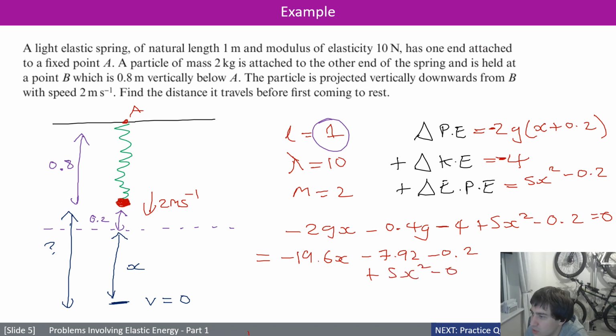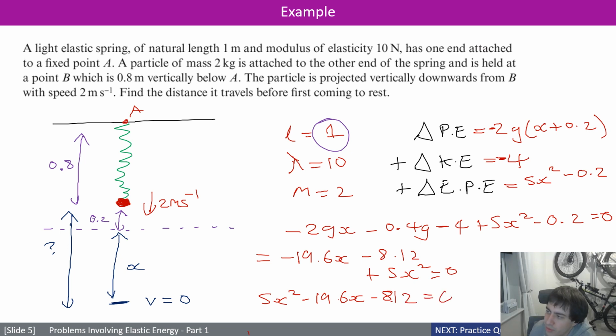Again, let's just speed things up a bit and change that 7.92 to 8.12, having taken that 0.2 off. And we end up with the following: 5x squared minus 19.6x minus 8.12. So I'm just writing it in the standard form. And yes, that's correct. So the rest is just solve the quadratic equation. You're going to get two answers, presumably. I'll just check what they should be.